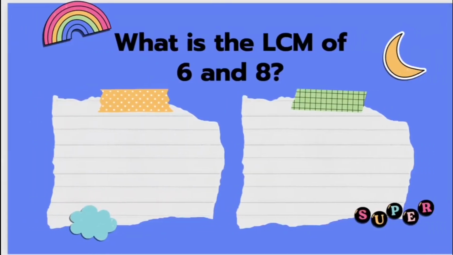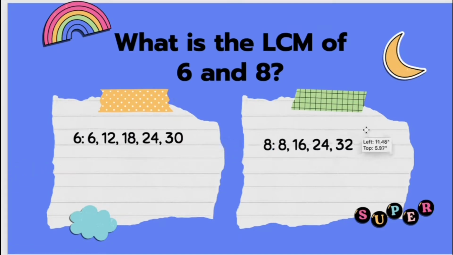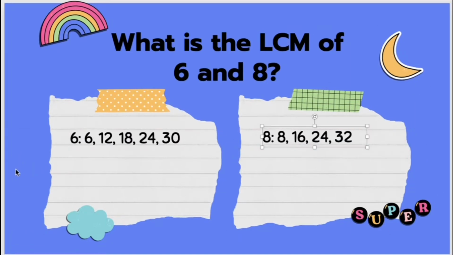Now, you try one on your own. What is the LCM of 6 and 8? I'll help you out by starting with the multiples. The multiples of 6 are 6, 12, 18, 24, and 30. And the multiples of 8 we're going to use are 8, 16, 24, and 32.